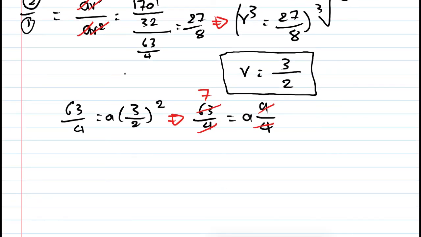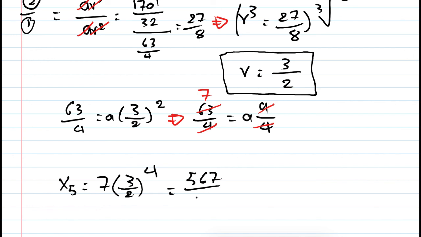So let's find the fifth term. x subscript 5 equals a, which is 7, times r, which is 3 over 2, to the power of 4. You can do the multiplication; this is 567 over 16. This is the fifth term of this geometric sequence, such that the first term equals 7 and the common ratio equals 3 over 2. And with this we come to the end of this lecture.